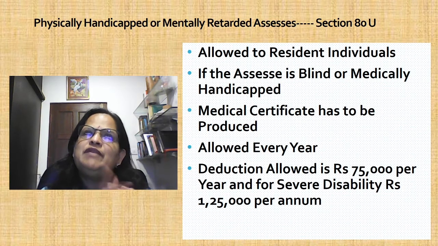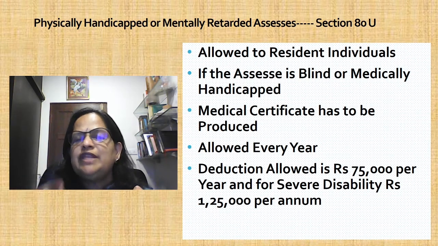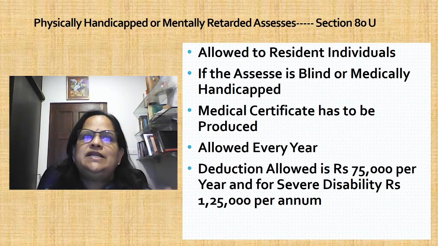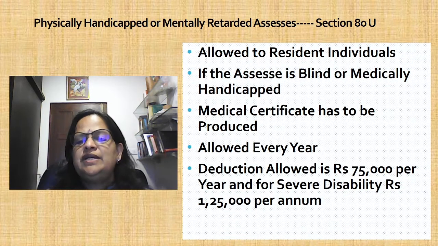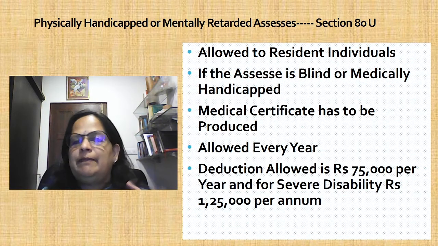Private hospitals and private doctors are not eligible to claim this deduction. Now, it's allowed every year. The deduction allowed is 75,000 per year if it's a normal disability. If it's a severe disability approved by a government doctor, the deduction is 1,25,000 per annum.